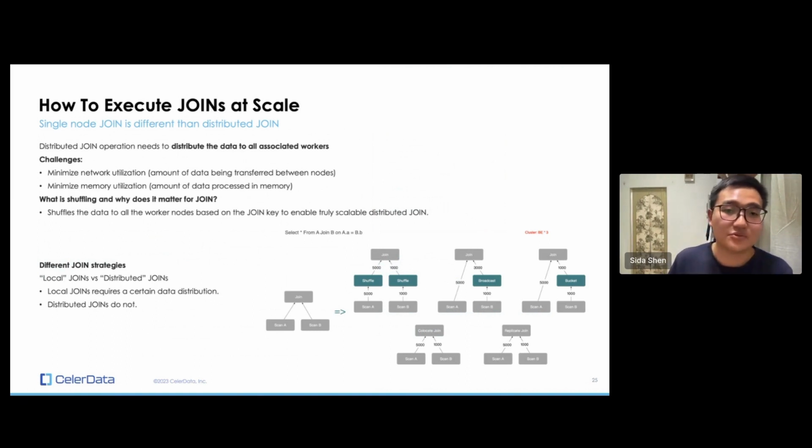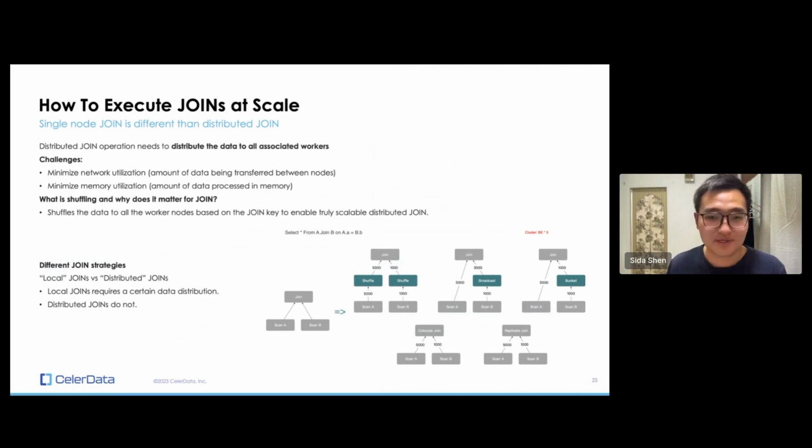During the process of distributing the data, it tries to minimize the network utilization. That's the amount of data that's being transferred between nodes. And it tries to minimize the memory utilization, right? And that's the amount of data that's being processed in memory. You don't want the same data being copied everywhere.